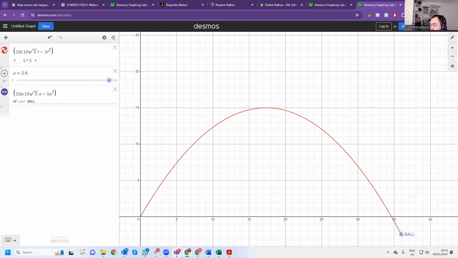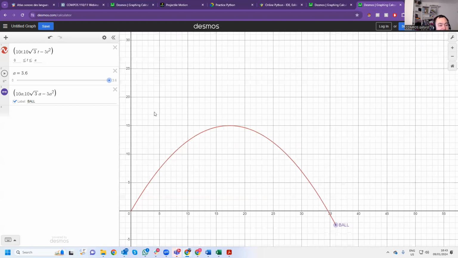Oh, what are we talking about? Vishaka, the line y equals x. It's not x square root 3, it's 10 square root 3 times t. Oh, yeah, I'm not sure exactly what you're asking.